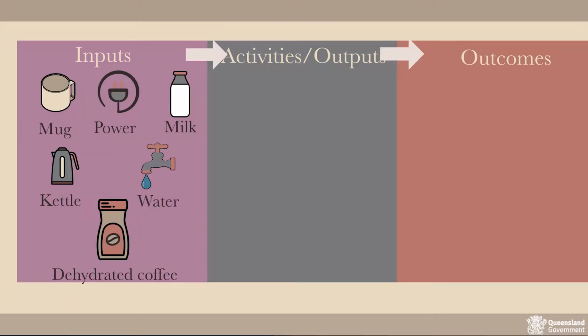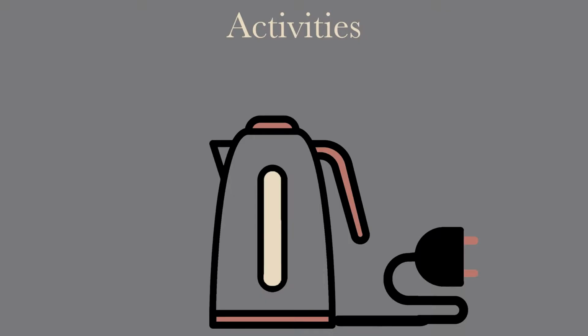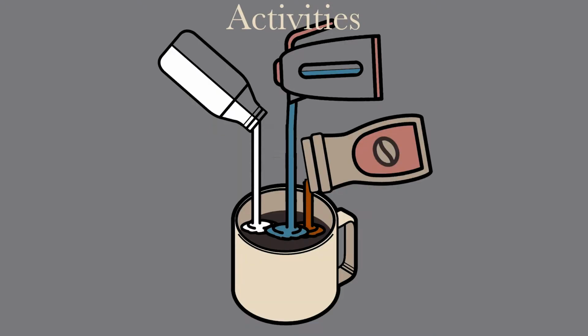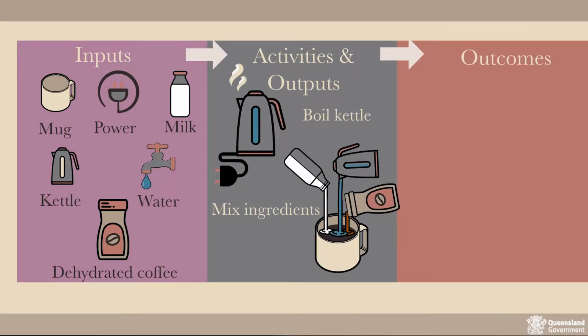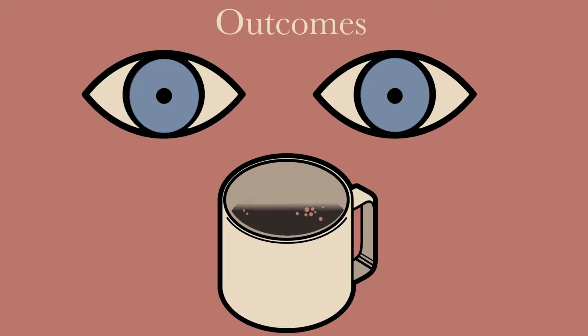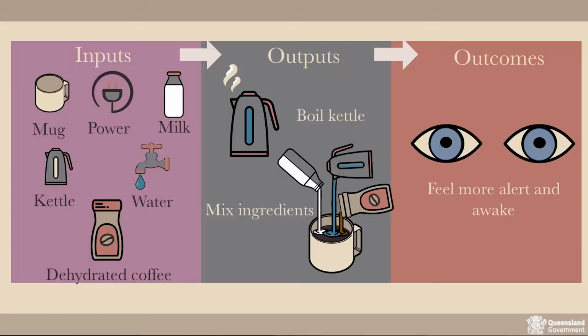These are your inputs. To make the coffee, you plug in the kettle, fill it with water and boil it. Then add the boiling water, dehydrated coffee, and milk to the mug. These are your outputs. You then drink the coffee, which you expect will make you feel more alert and awake. These are the expected results.